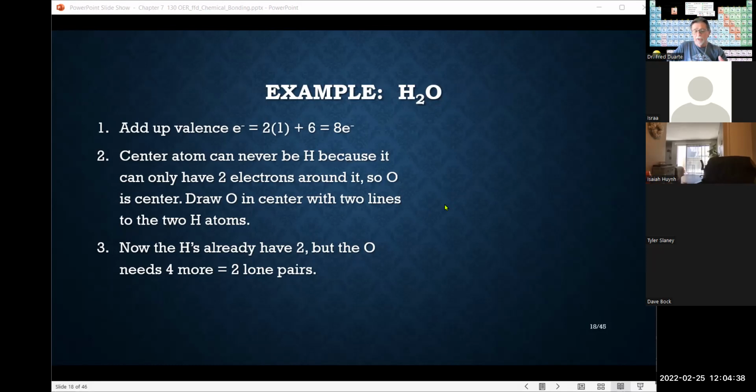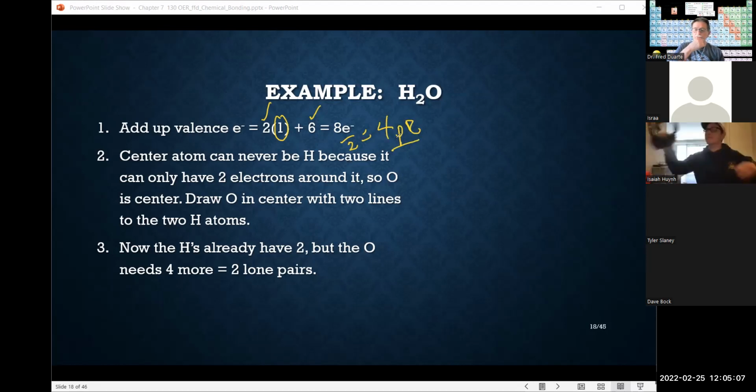Once you know the central atom, you can write the central atom down. For example, we did this one here for water. Water, H2O, has 2 hydrogens, and every hydrogen brings in 1 valence electron, and there's 2 of them. And then the oxygen brings in 6 electrons, and so we have a total of 8 valence electrons, and it's divisible by 2, so that tells me I have 4 pairs.